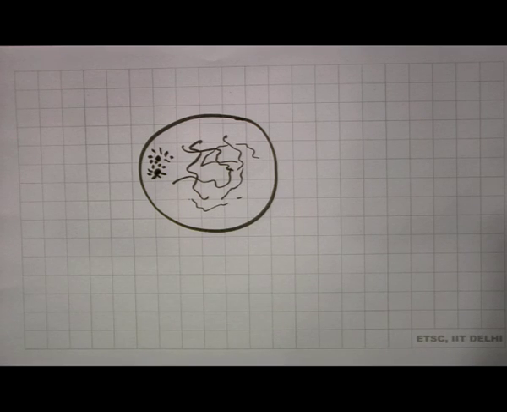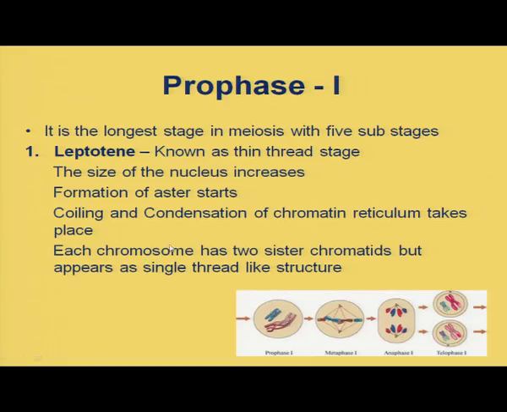So, these thin threads will undergo coiling and condensation. Each chromosome has two sister chromatids, but that is not clear, they will appear as a single thread-like structure, even though it is in a doubled condition. So, this particular stage, the thin thread stage, we call leptotene, and it is the first stage of Prophase-I.